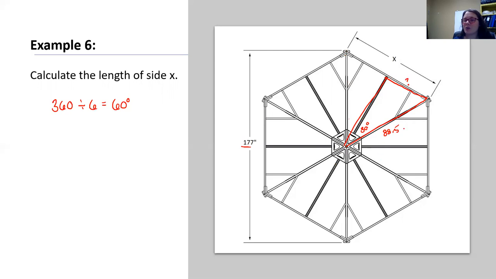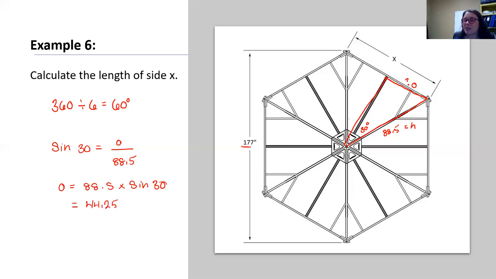So let's look. 88.5 is equal to the hypotenuse. This side is our opposite side, so we must use sine. So sine of 30 is equal to opposite, which I'm looking for, over the hypotenuse, which is 88.5. Rearranging that, we will get the opposite is equal to 88.5 times the sine of 30, which, plugging into your calculator, you will get 44.25.